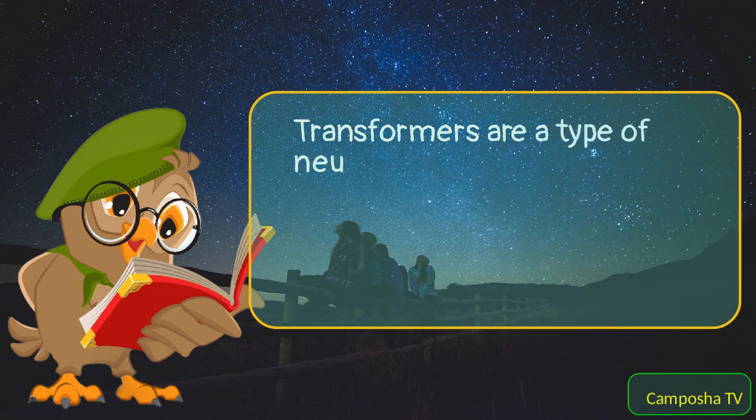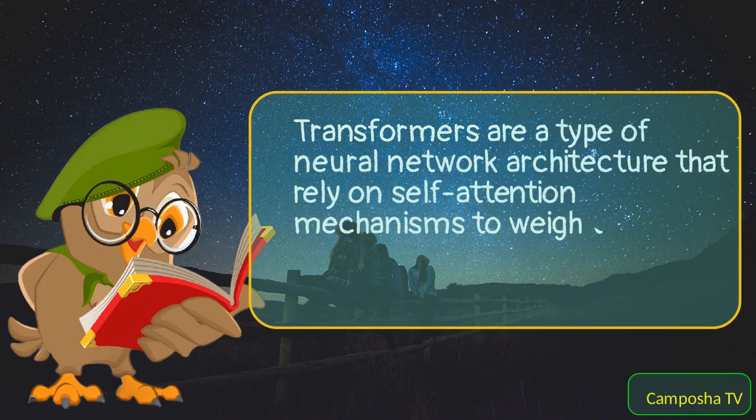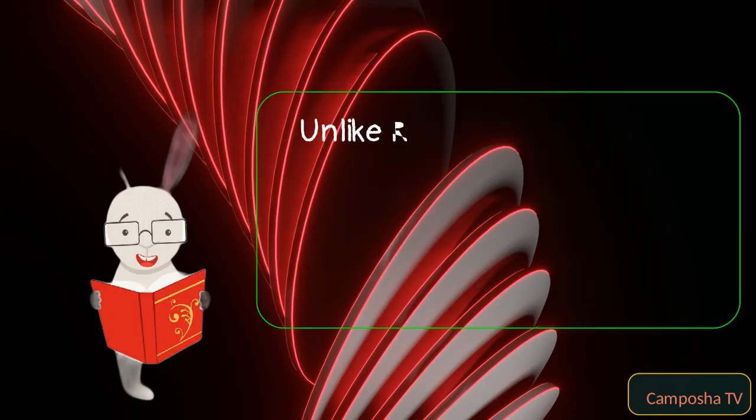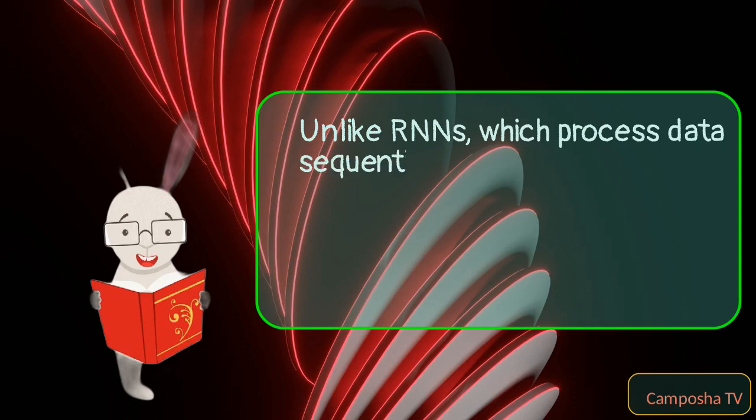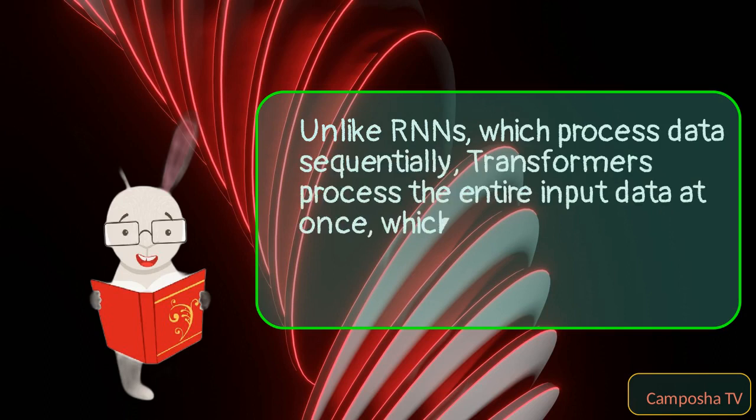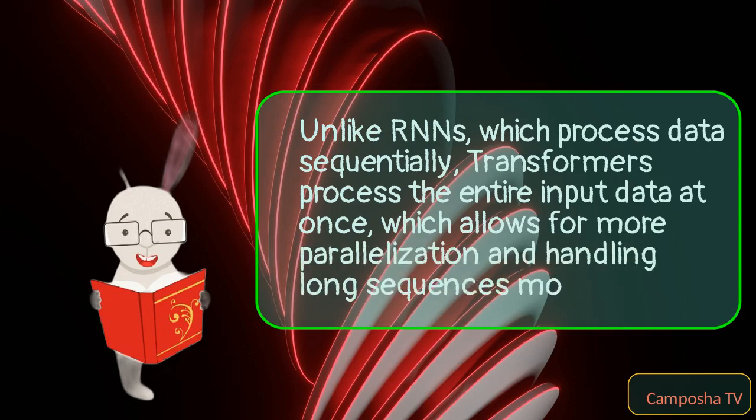Transformers are a type of neural network architecture that rely on self-attention mechanisms to weigh the influence of different parts of the input data. Unlike RNNs, which process data sequentially, transformers process the entire input data at once, which allows for more parallelization and handling long sequences more efficiently.